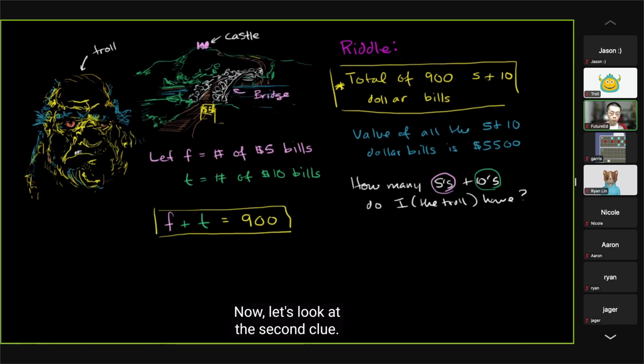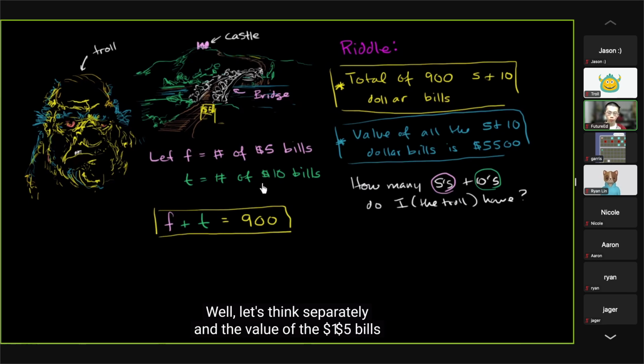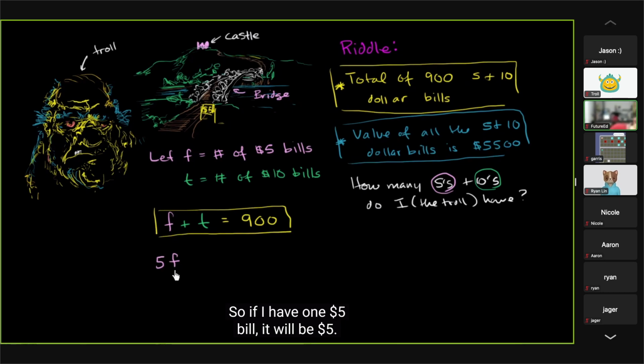Now let's look at the second clue. Can we represent this one mathematically given these variable definitions that we created? Well, let's think separately about the value of the $5 bills and the value of the $10 bills. What's the value of all of the $5 bills? Well, each $5 bill is worth $5, so it's going to be 5 times the number of $5 bills that we have. If I have one $5 bill, it will be $5. If I have 100 $5 bills, then it's going to be $500. However many $5 bills, I just multiply it by 5. That's the value of the $5 bills.